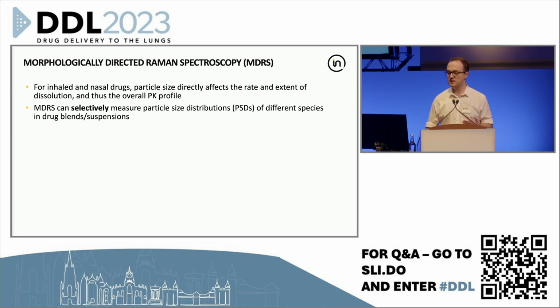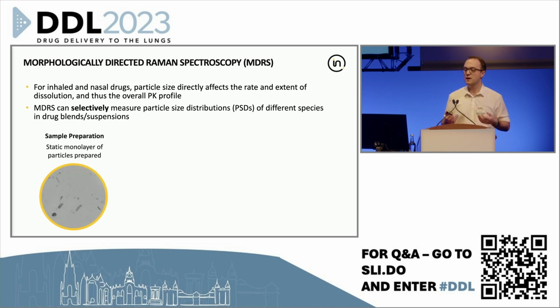As was mentioned in the previous talk, and as I'm sure many of you are aware, for inhaled and nasal drugs, the particle size will directly affect the rate and the extent of the dissolution and the overall PK nature of the product. And so morphologically directed Raman spectroscopy, or MDRS, is a technique which will selectively measure the particle size distribution of a species within a drug blend or suspension. That's as opposed to something such as laser diffraction, which will measure one PSD of the entire blend. MDRS will be able to pick out the PSD of one species within that mixture.